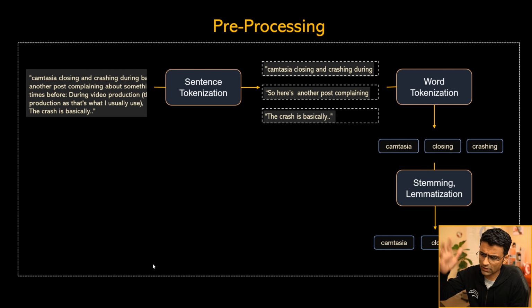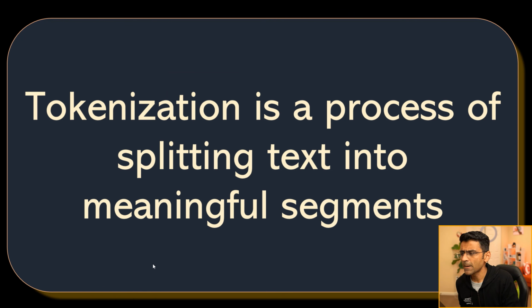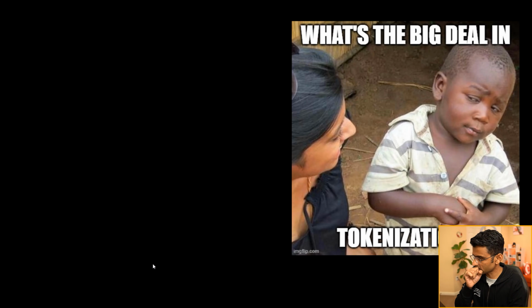Also, there was stemming lemmatization. We'll cover stemming lemmatization in the later videos. But tokenization is a process of splitting the text into meaningful segments. So if it is sentence tokenization, we're talking about splitting paragraph into sentences, and if it's a word tokenization, we are talking about splitting sentence into words.